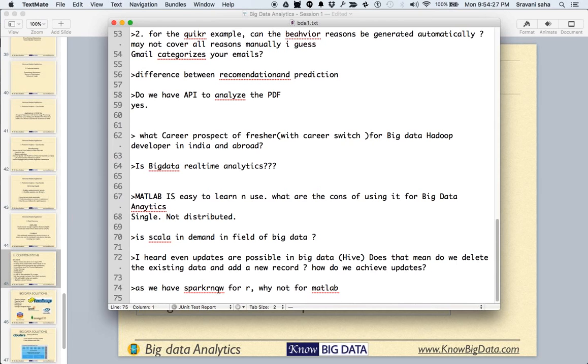As we have Spark for R now, why not MATLAB? That's a very good question, Yash. Maybe people are working on it, and maybe I'll also try to see if we can change the basic library. That's a very important question. MATLAB is kind of proprietary, so you can't touch it much. The people behind MATLAB are trying things.